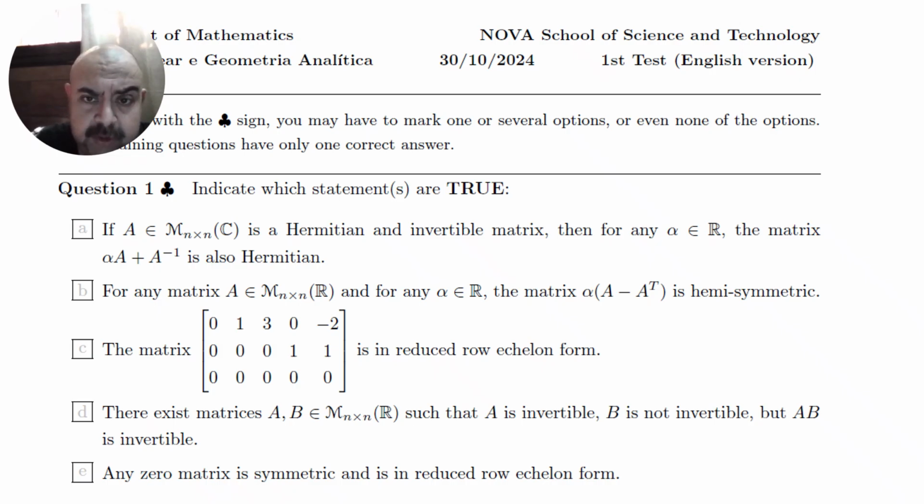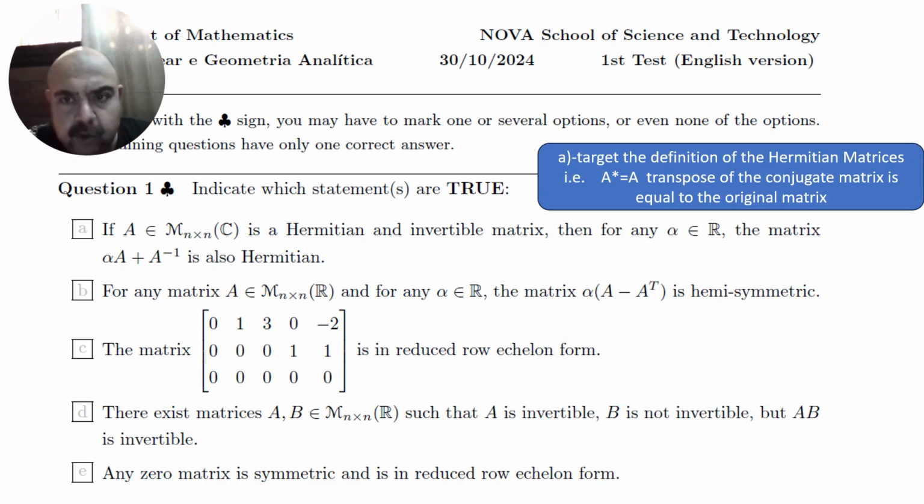As I told you, in most of the questions, this is going to be the head of the questions: state or find or define which of the following statements are correct. And he started this question by asking you if A is a square matrix and it is Hermitian. Oh, stop. So I will have to review in my mind what Hermitian matrices are. Once more, if A is a Hermitian and invertible matrix, then for any alpha, for any number belonging to R, the matrix alpha times A plus A minus 1 is also a Hermitian matrix. So actually, this question targets the definition of the Hermitian matrices. It's really very simple. Let me just get my laser pointer and we will go through it together.